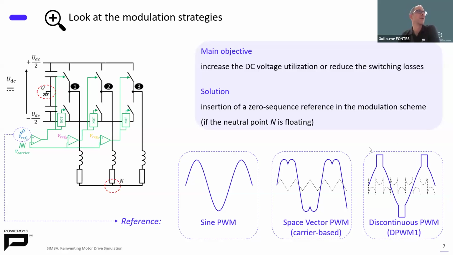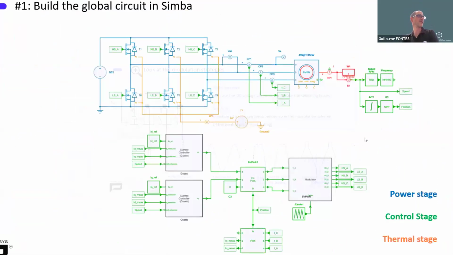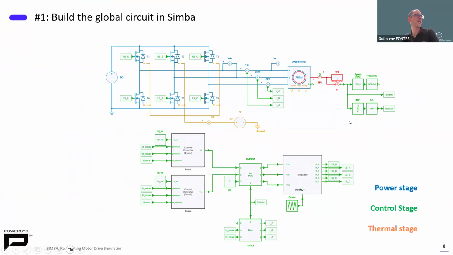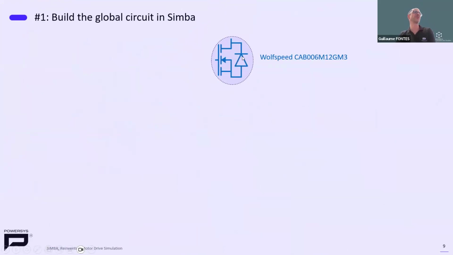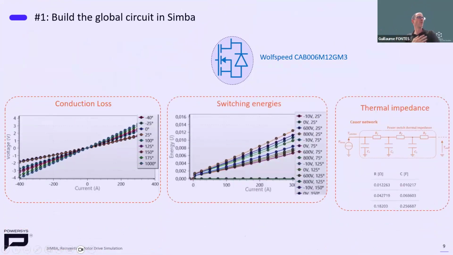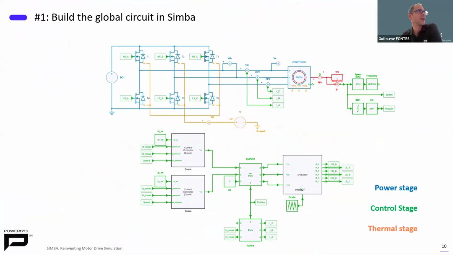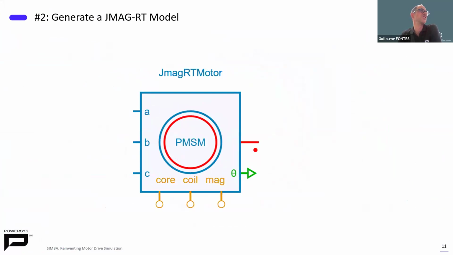So now let's go back to the global design and have a look at this power switch model. As I said, this power switch model is associated with the thermal description. Here we have considered this silicon carbide MOSFET from Wolfspeed. And with this thermal description, we are able to define conduction losses, switching energies, but also a circuit for the thermal impedance.